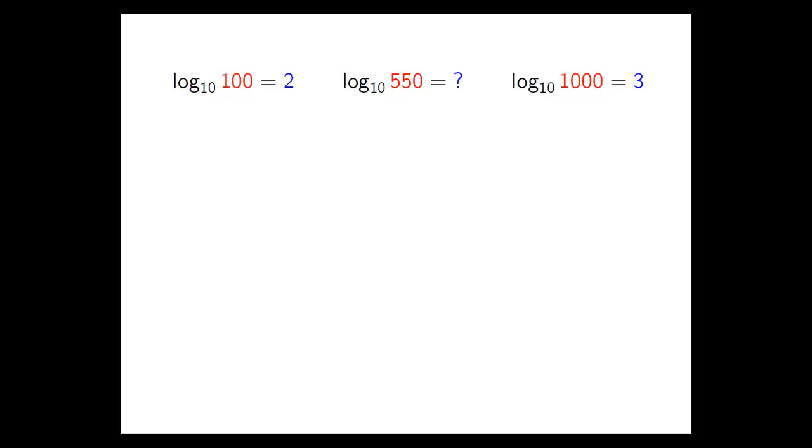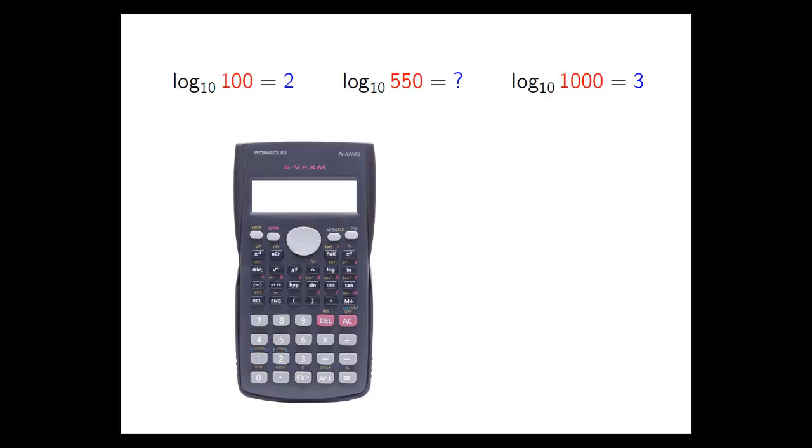It's possible that you might also pick up that 550 is exactly halfway between 100 and 1000. So we might suspect that the logarithm of that number is going to be round about halfway between 2 and 3. Now beyond those speculations, we can't say exactly what that logarithm is going to be. In order to find out the logarithm base 10 of 550, we're going to need one of these, a calculator.